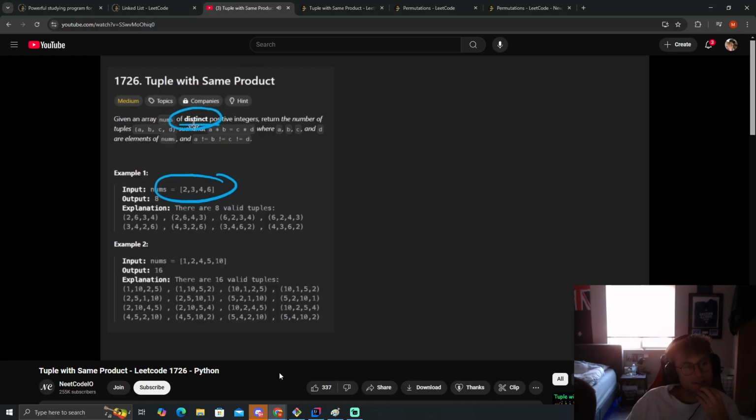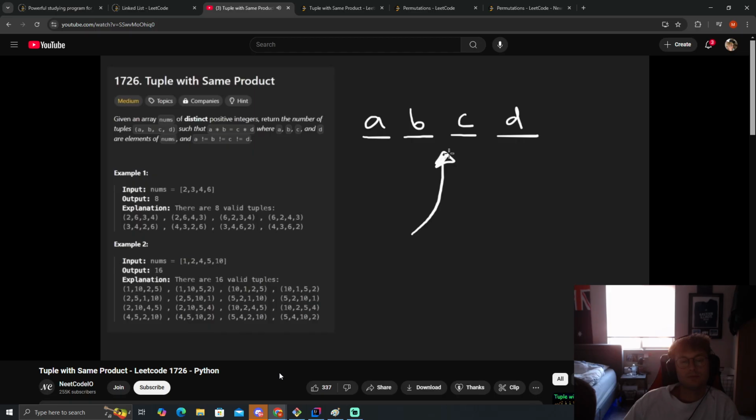What we want to do is form all possible tuples of size 4, so there's going to be 4 elements. We're going to call them A, B, C, D, and what this tuple needs to satisfy is that A times B is equal to C times D. And the thing that you need to remember about a tuple is that the order does matter.